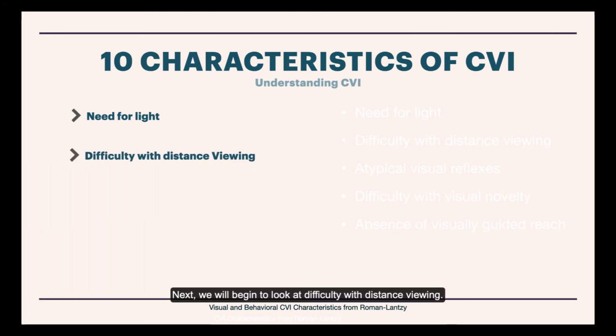Next, we will begin to look at difficulty with distance viewing. Although the eye exam may tell us whether the child is nearsighted or farsighted, this is not what we were referring to when we mentioned distance viewing for children with cortical visual impairment. Difficulty with distance viewing is actually closely related back to the complexity of the array. When a target is further away, the complexity of the array increases.